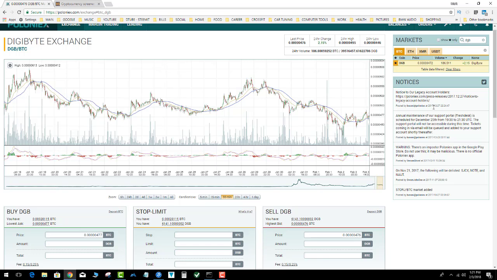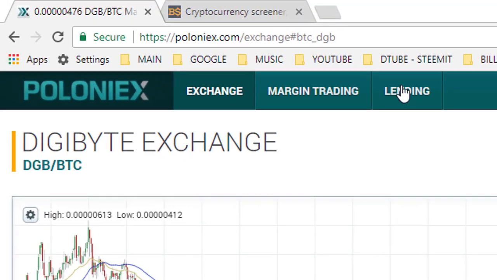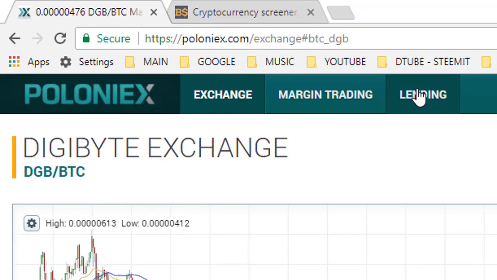Like I said, the big limitation of POLONIEX is you cannot do market orders, which is pretty annoying. Because when something is moving quickly, it can jump over your orders and makes it hard to execute. Margin and lending, that's beyond the basic tutorial, so we're not going to go over that.